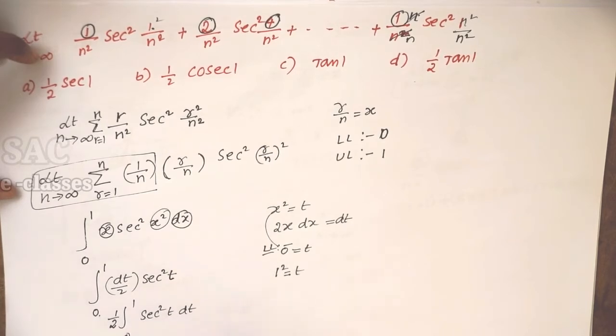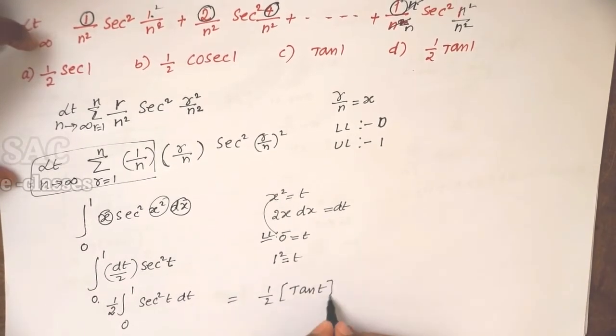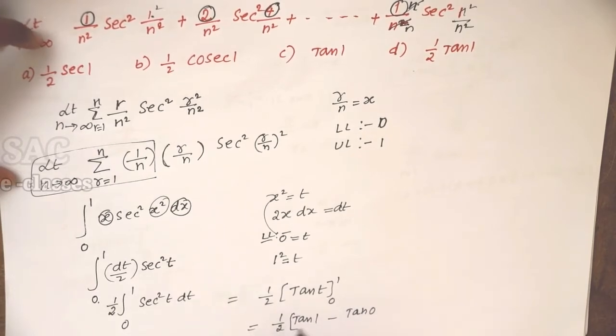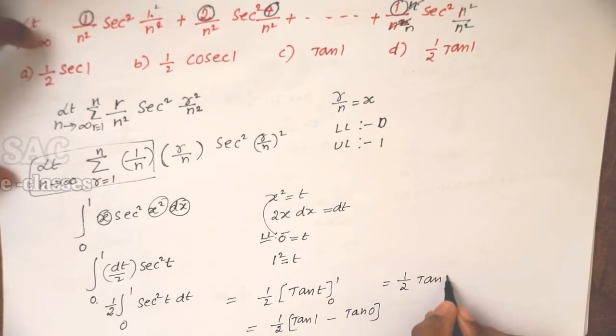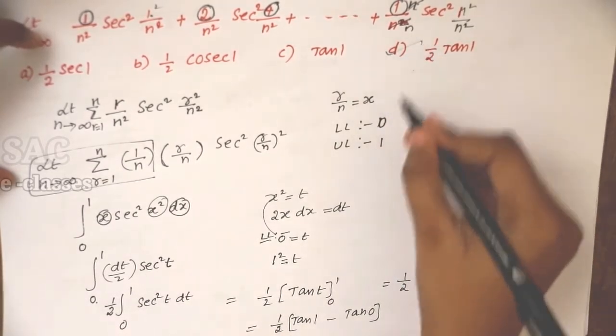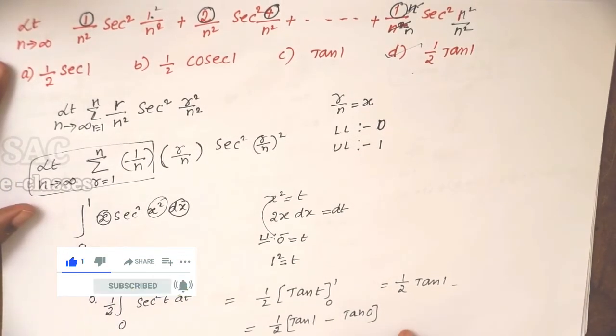We all know that the integral of secant square x dx is tan x, so 1 by 2 tan t. Apply the limit 0 to 1: half into tan 1 minus tan 0. Tan 0 is anyhow 0, so half into tan 1. I am not saying tan inverse 1, it is tan 1. So we got half tan 1 as the answer. Let us move to the next problem.